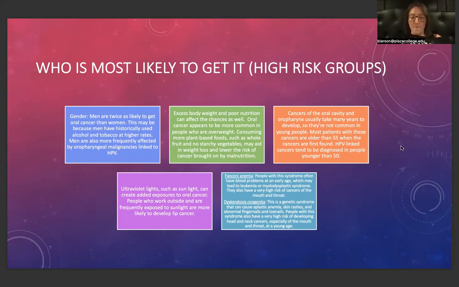Fanconi anemia. People with this syndrome often have blood problems at an early age, which may lead to leukemia. They could also have a high risk of cancer in the mouth and the throat from this condition. And then there is dyskeratosis congenita, a genetic syndrome that can cause aplastic anemia, skin rashes, and abnormal fingernails and toenails. People with this syndrome also have a high risk of developing head and neck cancers, especially of the mouth and throat even at a young age.